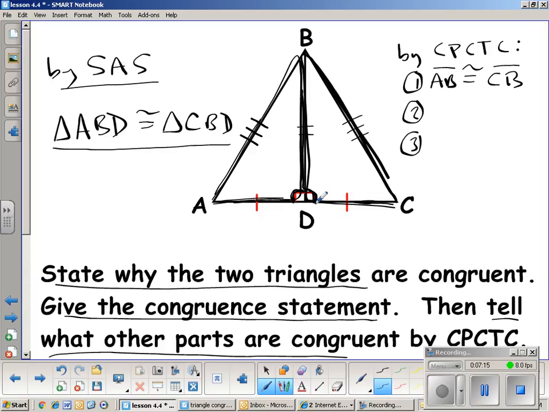Brooke, can you name a pair of angles? Good. Angle BAD, congruent to angle BCD. Now, did she have to use three letters there? No. Because at A and at C there's only one angle, she could have just said angle A is congruent to angle C. Okay? And there's one last one.